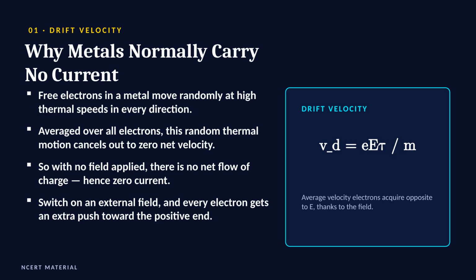Let's talk about drift velocity. Inside a metal, free electrons are actually moving all the time, but randomly, in every possible direction, due to thermal energy. If you average out all of these random velocities, they cancel out to zero. So even though the electrons are buzzing around like crazy, there's no net flow of charge, and hence, no current. But the moment you apply an external electric field, every single electron gets an extra nudge towards the positive end. That small, extra, directional push is what we call drift velocity.